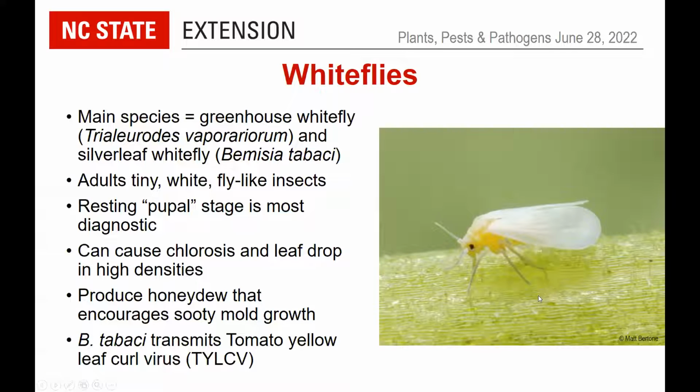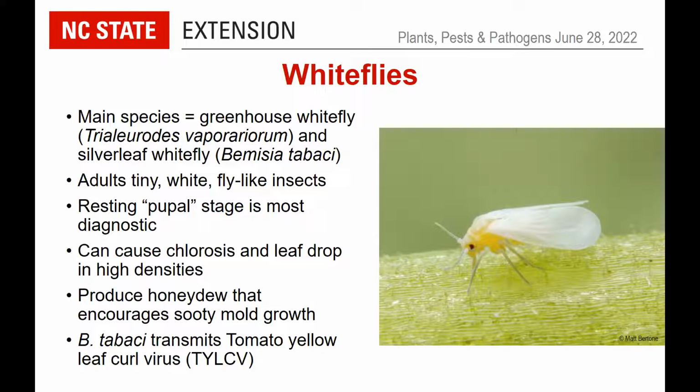Okay, another group of sucking insects are the whiteflies. There are many species. The main species that affect tomatoes are going to be greenhouse whitefly, Trialeurodes vaporariorum, which is a mouthful, and the silverleaf whitefly, Bemisia tabaci. The adults are tiny white fly-like insects seen here, and the adults are very difficult to identify, but the resting pupal stage is the most diagnostic.